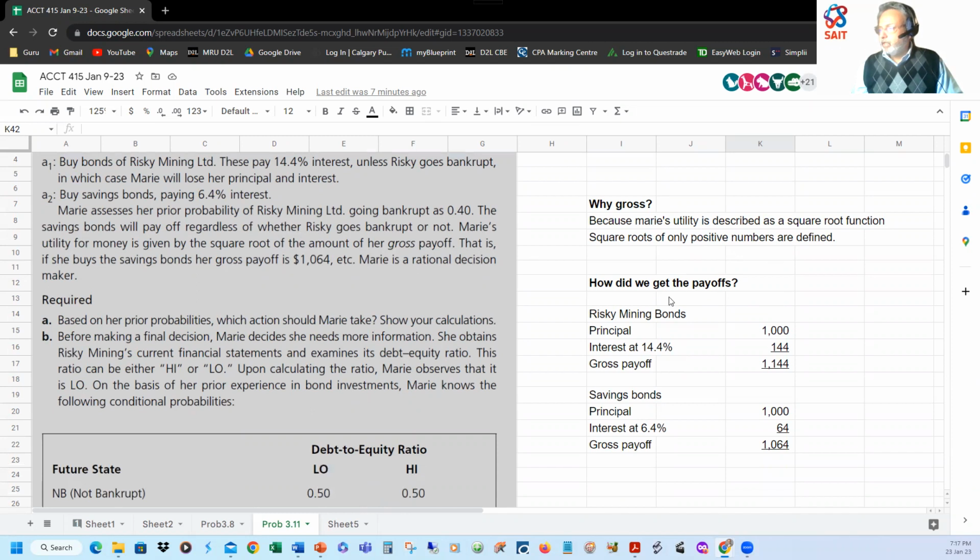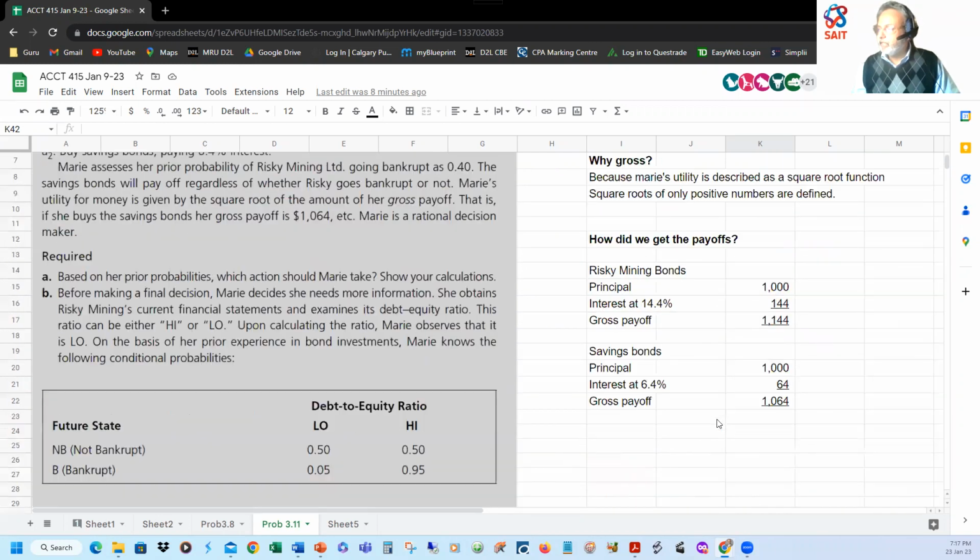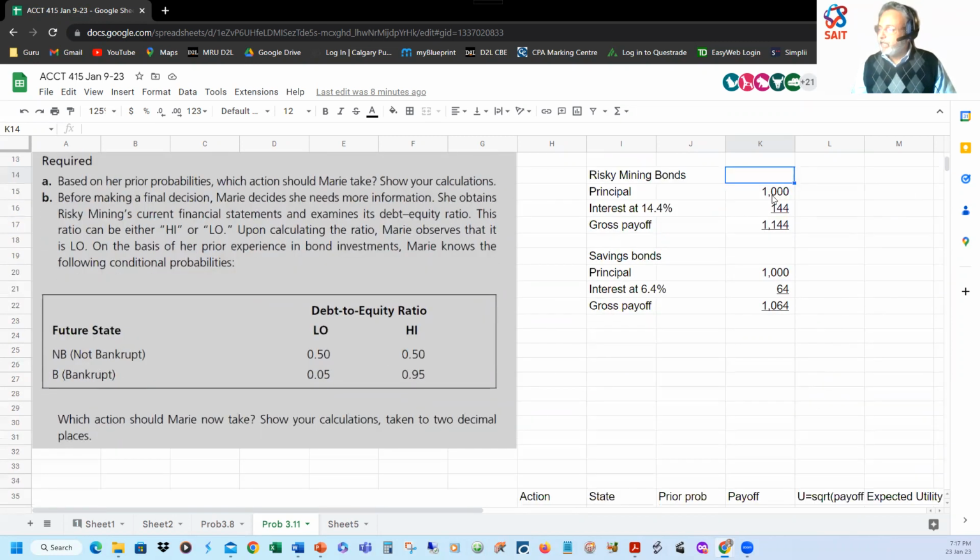Now, the second piece is in my little chart that I posted, where I put in the gross payoff numbers. You might be wondering, how did we get the payoffs? The payoffs are nothing but the total of principal and interest. If Marie invests in Risky Mining and it is not bankrupt, Marie will get back her principal of $1,000 plus interest at 14.4%, which is another $144. The sum of the two is the gross payoff of 1,144.